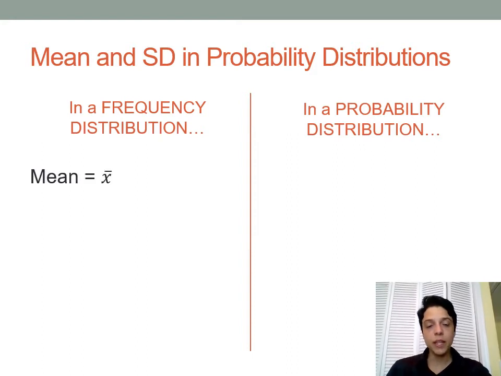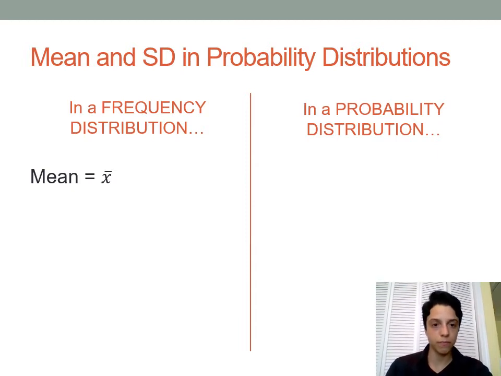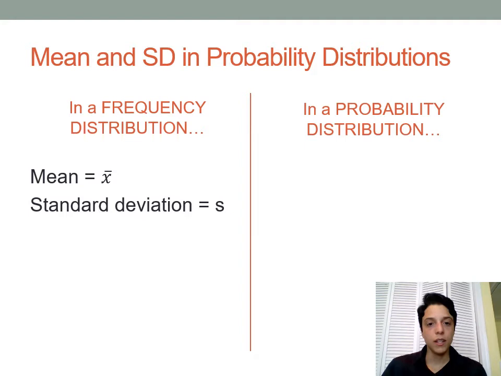When you have numerical data displayed in a frequency distribution, if you find the mean, you call it x bar, and it's the average value in your data. You can also find a standard deviation for your data, which is referred to as S, and it tells you how spread out or clumped together your data is. And we refer to these as statistics.